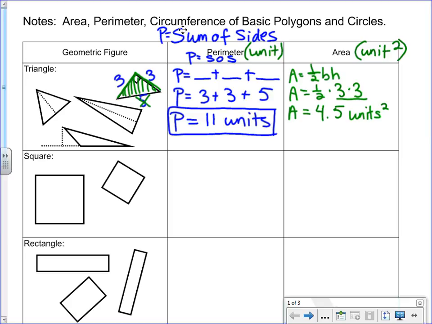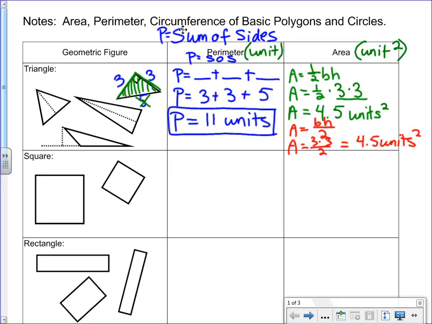Now the other way I can do this, some people prefer to do it this way, is they say that area is equal to BH divided by 2, which is kind of what I did, the way I multiplied the 3 times 3 first, but some people actually like to write the formula this way. In which case then we have area is equal to 3 times 3 divided by 2, and therefore we still get 9 divided by 2, which is 4.5 units. The key thing with these problems, oh, squared, don't forget your squared.